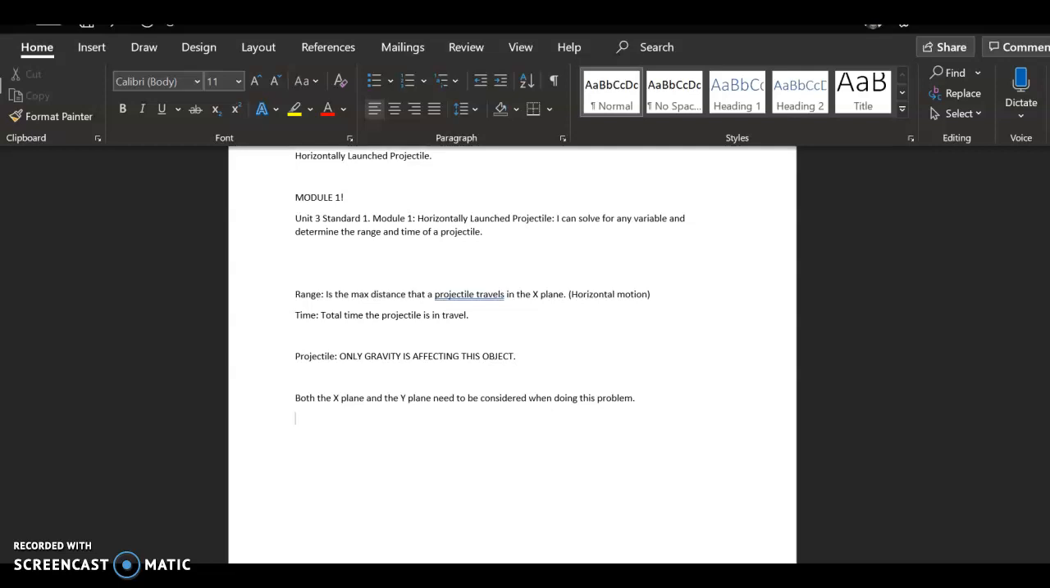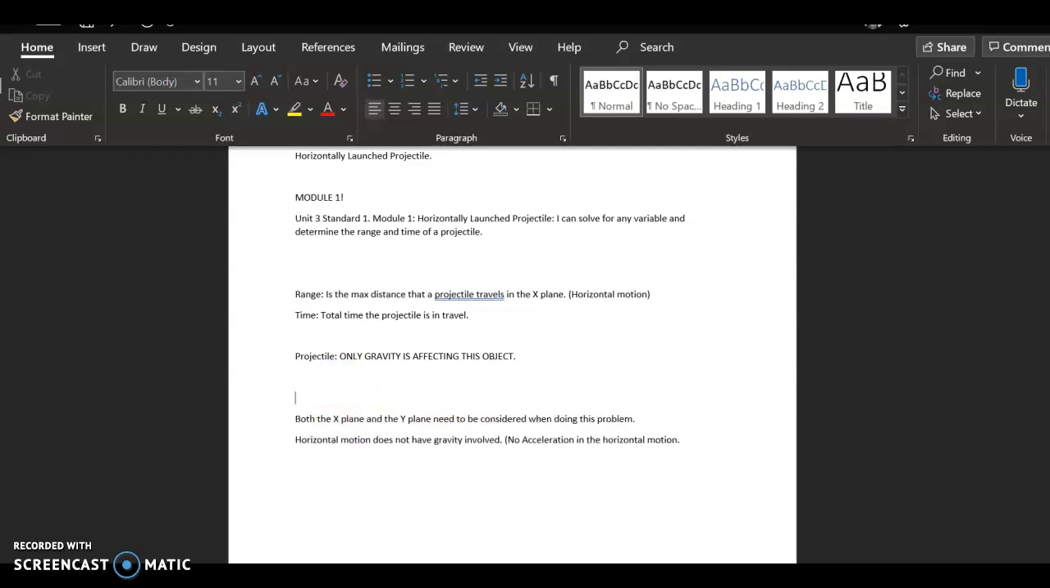In the x, right, horizontal motion does not have gravity involved. Okay, so there's no acceleration in the horizontal motion. No acceleration in the horizontal motion. All right, good. So far, this is what we have, right?